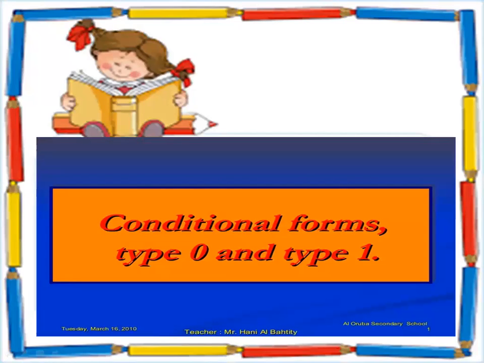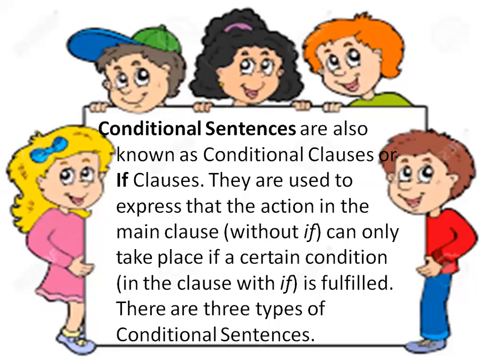First of all, we are having conditional forms type 0 and type 1. Today we will be having type 0 and 1. It means we are going to learn two types of conditional sentences today. Conditional sentences are also known as conditional clauses.